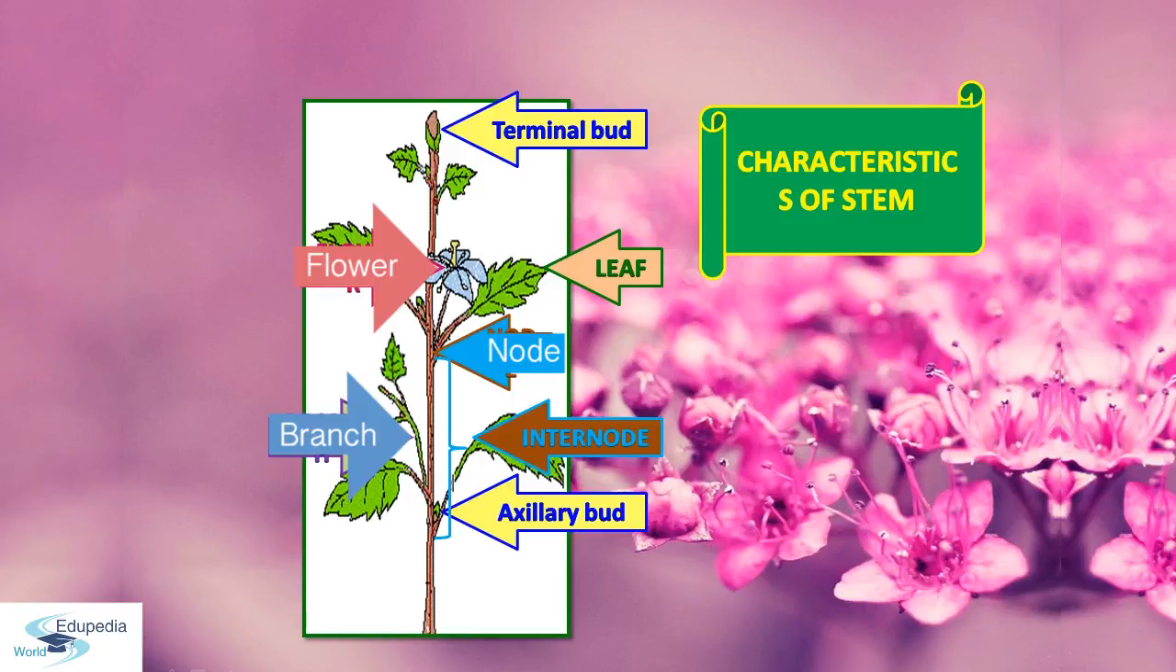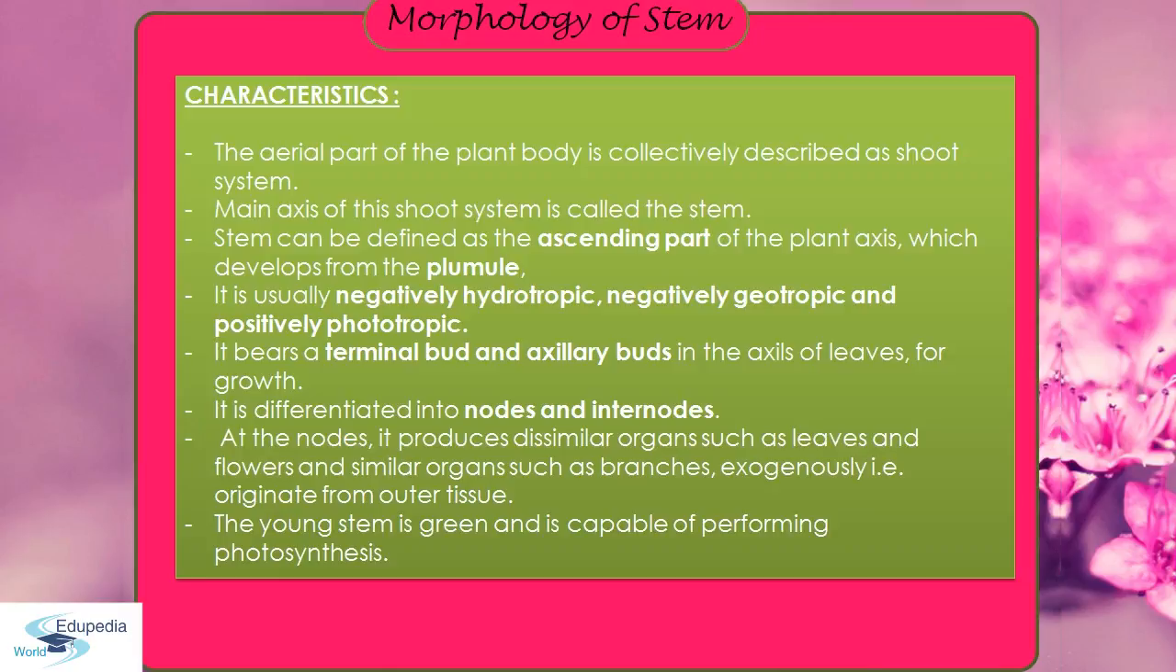Okay, I hope all parts of the shoot system are clear to all of you. Now we'll see its characteristics in detail. The aerial part of the plant body is collectively described as shoot system. Okay? The main axis of the shoot system is called the stem.